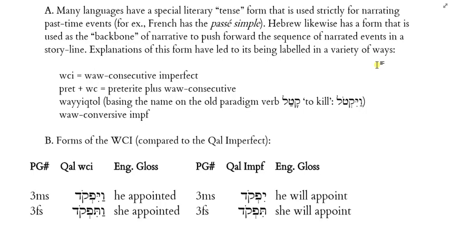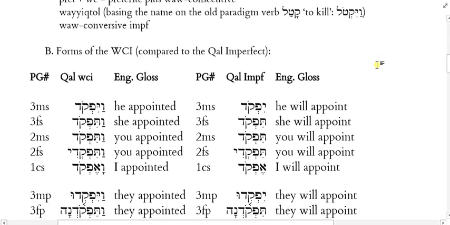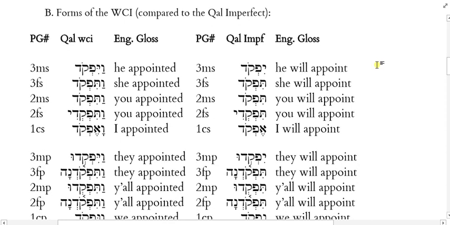Anyhow, I'm giving you these terms because you're going to see them in textbooks, you're going to see them in articles, you're going to see them in commentaries. You need to be aware of what's being talked about when you run into the label, okay? Now, let's talk about the actual form itself. So again, I'm referring to these as WCI forms, and we're going to compare these to the Qal imperfect.